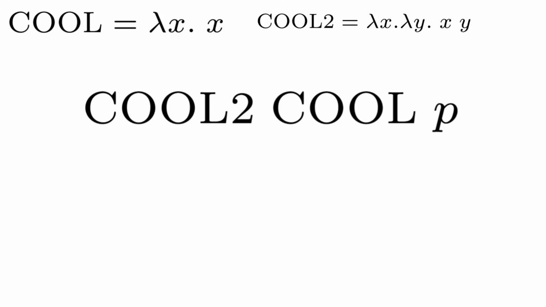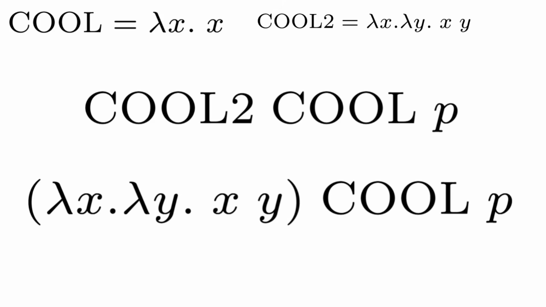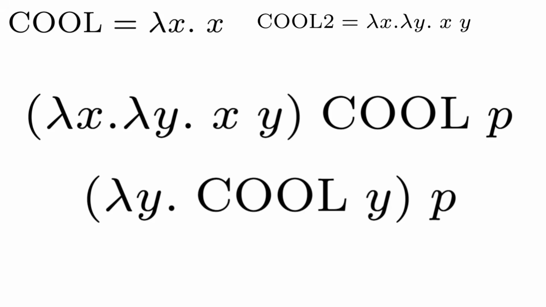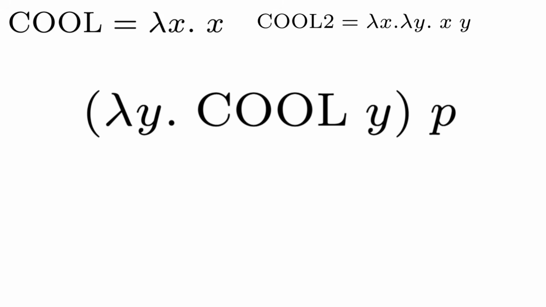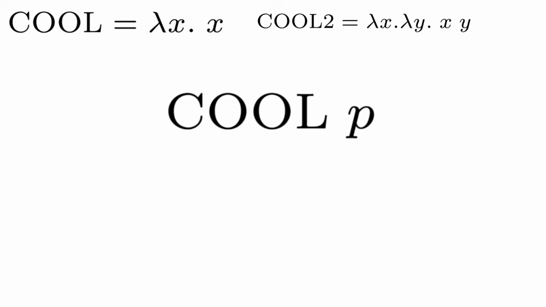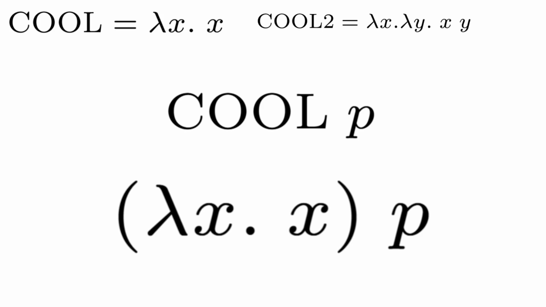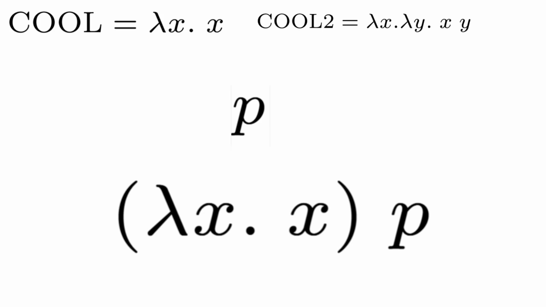Now, function inputs can be other functions, so we can actually do cool2 of cool and p, which is this. First we replace x's with cool, and get lambda y dot cool y of p. Next we do the y's, and now we have cool of p, which is just lambda x dot x of p, or just p.